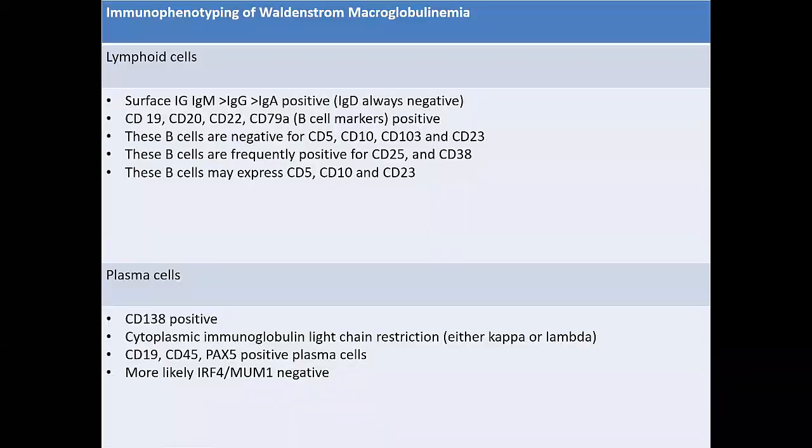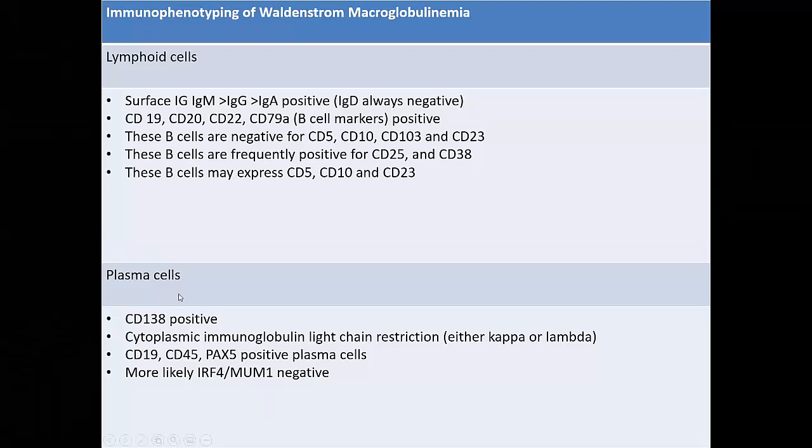Now what about the immunophenotyping? If we have lymphoid cells, those lymphoid cells must demonstrate a surface IgM. That is important because these are the cells which secrete IgM. And these are B cells, so CD19, 20, 22, 79A. These are all B cell markers which are positive. Then the markers which are negative are also important, like CD5, 10, 103, 23, so that all other lymphoproliferative disorders are ruled out.